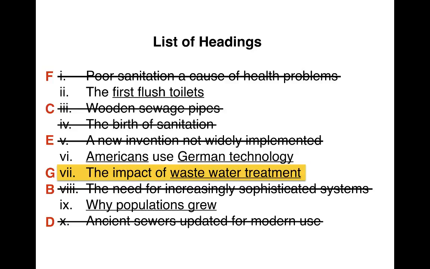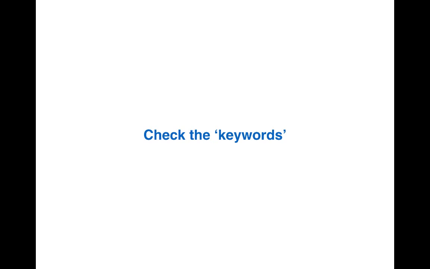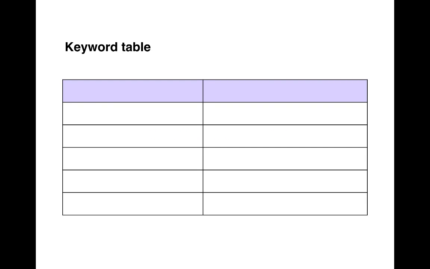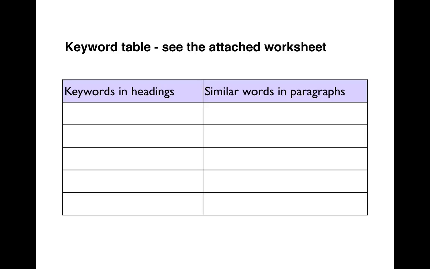But if you're practicing this at home, I always recommend that you check the keywords. Make a keyword table where you put keywords in the headings and the similar words in paragraphs, in each paragraph in the other column. I've already done this, and if you see the attached worksheet, if you've printed that out, you'll see my full keyword table for this particular exercise.